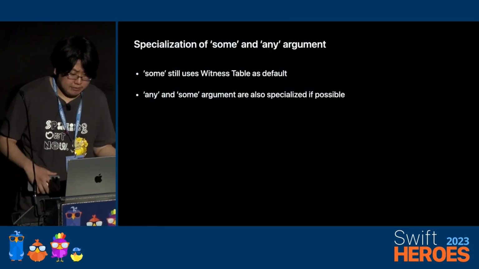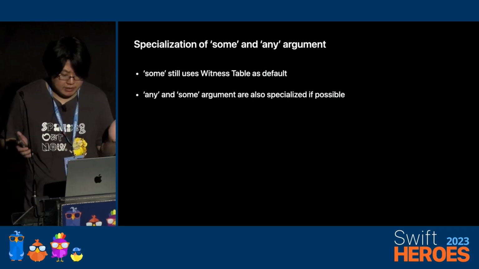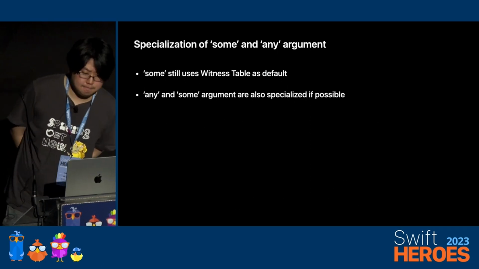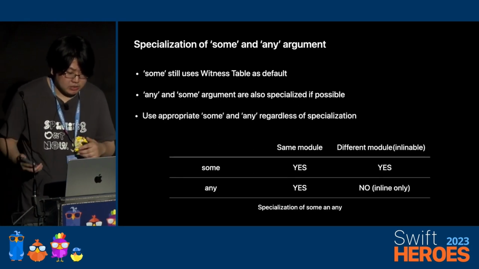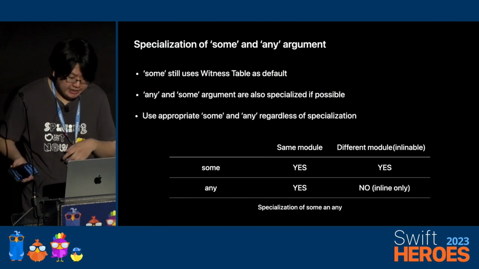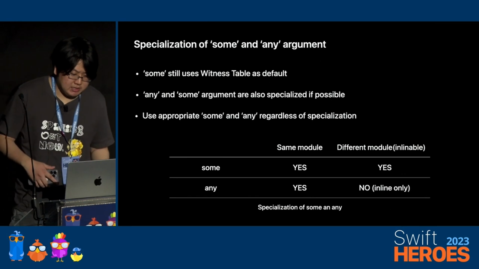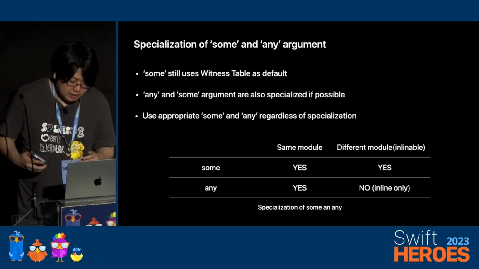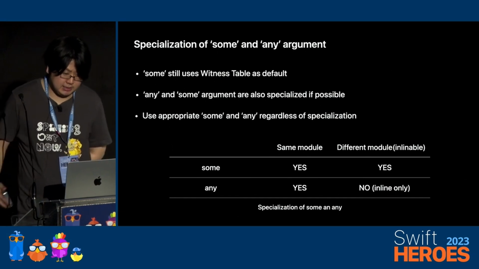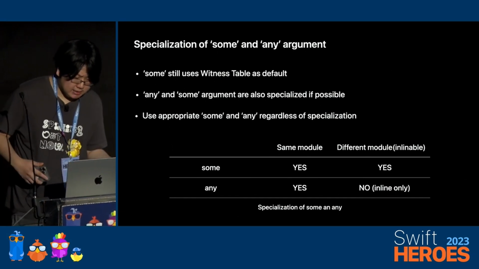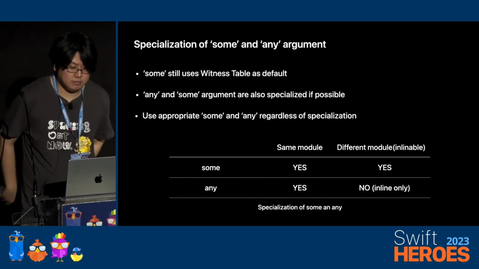We found any and some are specialized by the optimizer in some examples. However, we need to note the limitations. For example, in different modules, any is not specialized regardless of the inlinable attribute. How code is optimized depends on the Swift compiler's implementation, and it is kind of a black box for us. So it can be said that we need to use appropriate some and any regardless of specialization.